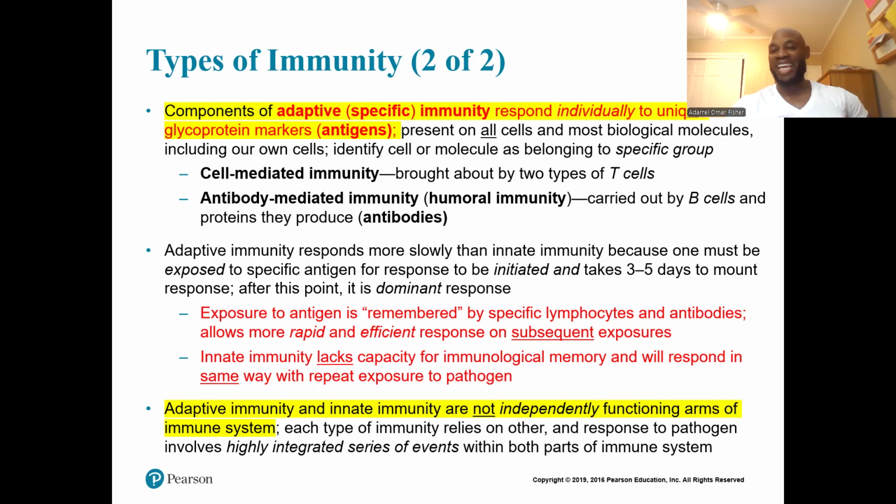That exposure to the antigen is remembered, right? And that's where we want to say adaptive immunity is remembered by specific lymphocytes and antibodies, allows a more rapid and efficient response if we ever see that enemy again. Adaptive immunity and innate immunity work together, right? They do not operate individually, they work together.